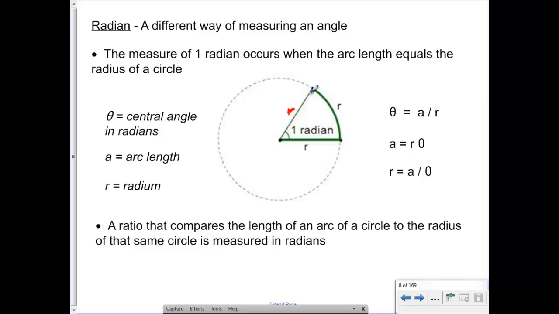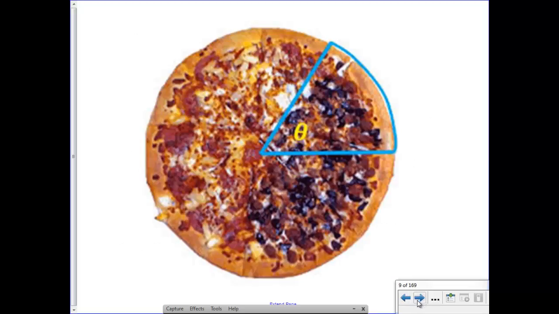Because what ends up happening is this side right here, say this was 2 centimeters. This side right here was also 2 centimeters. This side right here was also 2 centimeters. They called that 1 radian. What happens if it's not? We'll work on that in a second. Okay, let me get to that in a second here. On my next slide here, I got a slice of pizza.